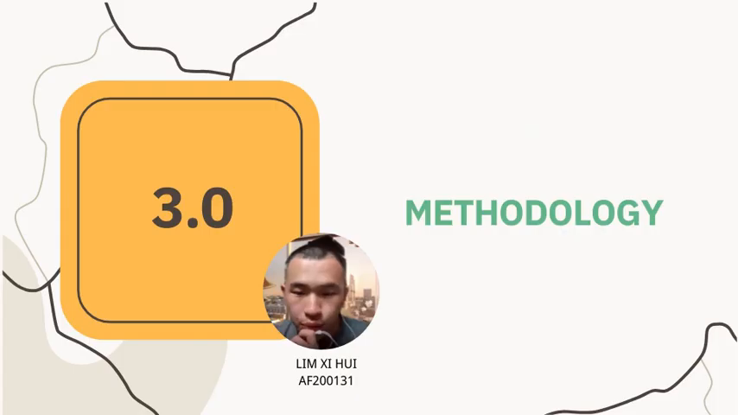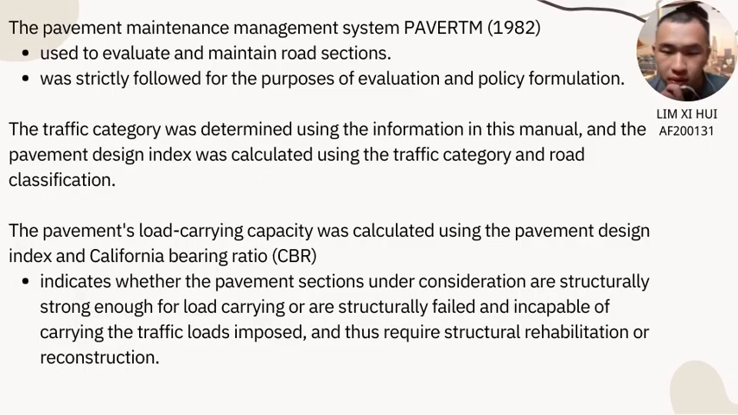Thank you. 3.0 Methodology. The pavement management system used to evaluate and maintain road sections was developed for the purpose of evaluation and policy formulation. The traffic category was determined using the information in this manual, and the pavement design index was calculated using the traffic category and road classification. The pavement load carrying capacity was calculated using the pavement design index and CBR.